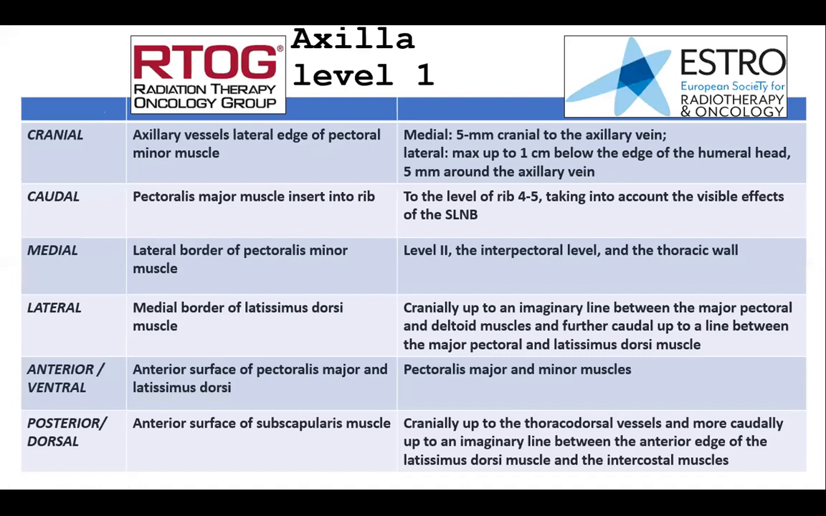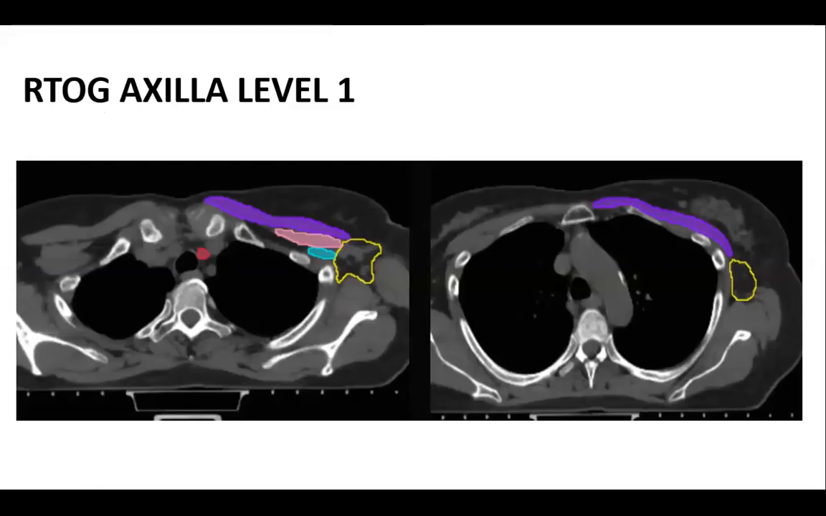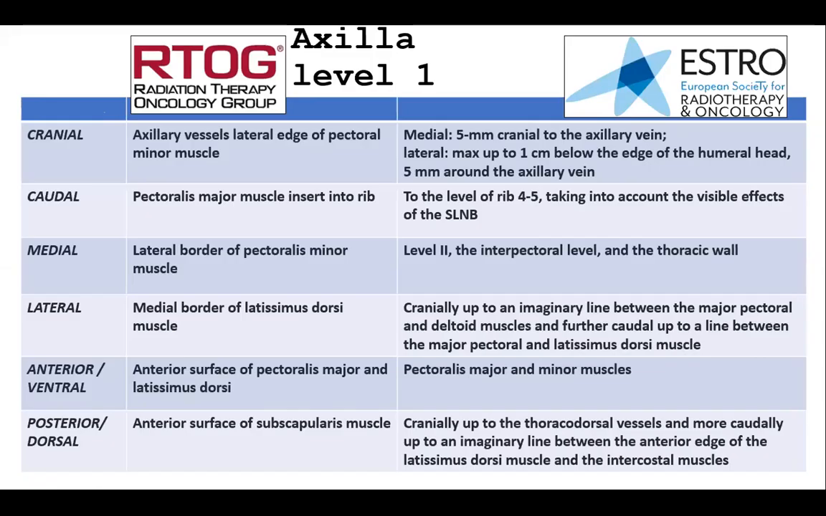Coming to the medial border, medially we will take the medial border of the pectoralis minor muscle, and laterally till the medial border of the latissimus dorsi. It is more or less similar with ESTRO as well. Coming to the anterior border, it is the anterior surface of the pectoralis major and latissimus dorsi in RTOG. It is more or less similar in both the groups.